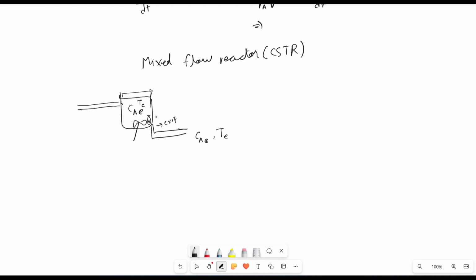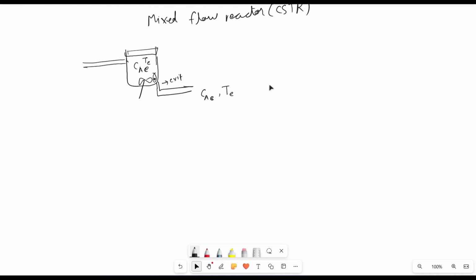This is homogeneous, so this condition will be present entirely in the system. It is obvious that the exit concentration, or exit conditions of temperature and pressure, will be equal to whatever is inside the CSTR. Now to the CSTR balancing. In most cases, the steady state balance is used. What do we mean by steady state? There is no accumulation term present in the system.